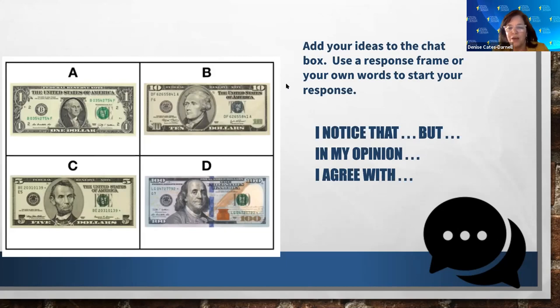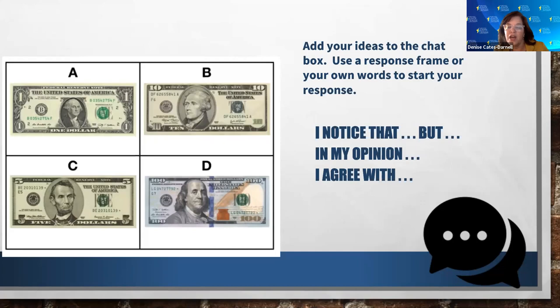Ooh, we've got responses coming in already. Thank you so much. Let's see if I can find some of these. Okay, I noticed that D doesn't belong because it has a blue strip. Okay, B doesn't belong. He's the only one facing towards the left. Okay, in my opinion, D doesn't belong because it's the only one that is not green. I like this. I noticed that C does not belong because it is not a multiple of 10, right?